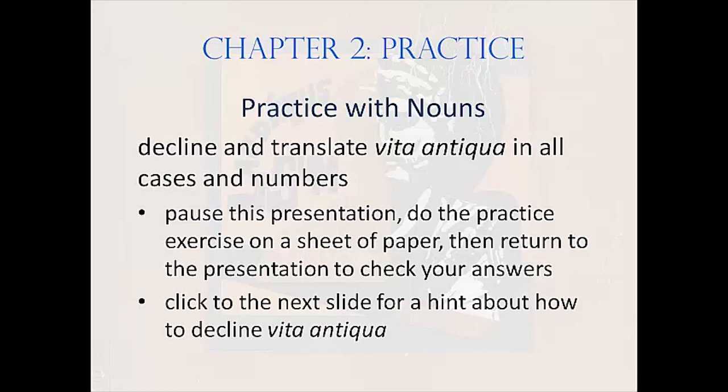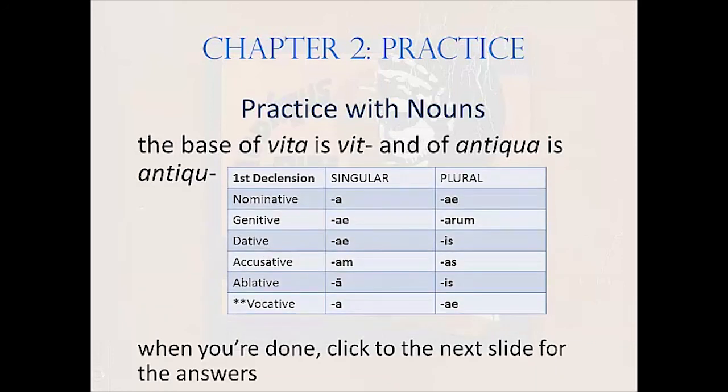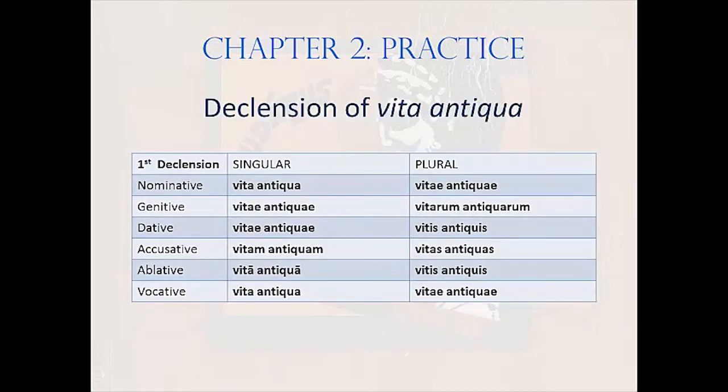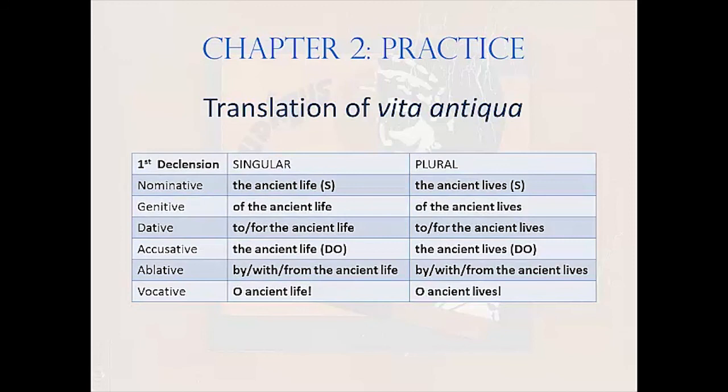So the base of vita is vit, and the base of antiqua is antiqu. Add to those bases the declensional endings we studied before to produce the full declension of vita antiqua. On the next slide is the translation.